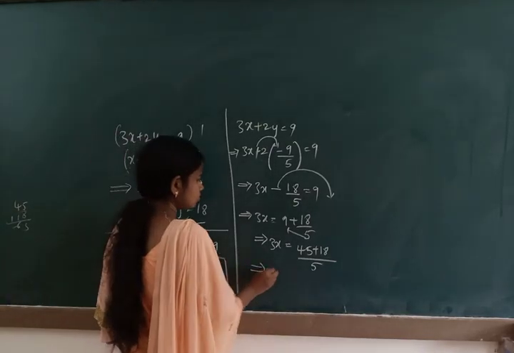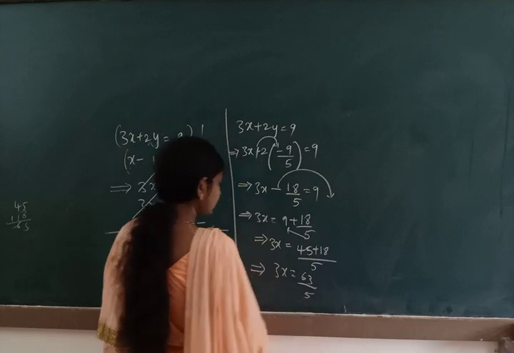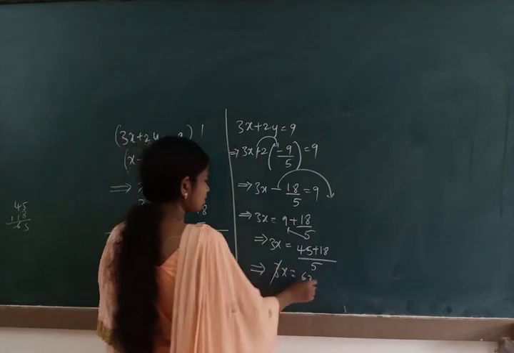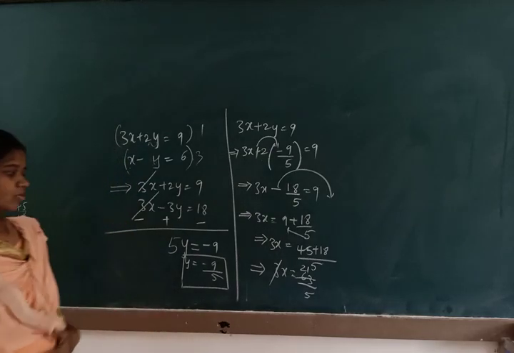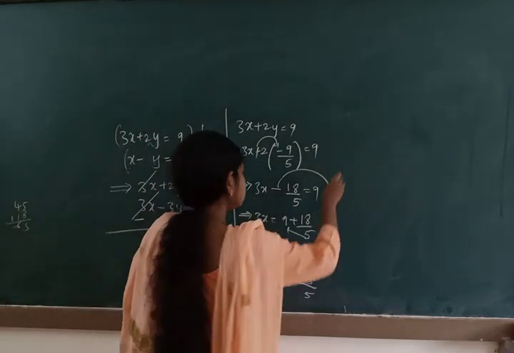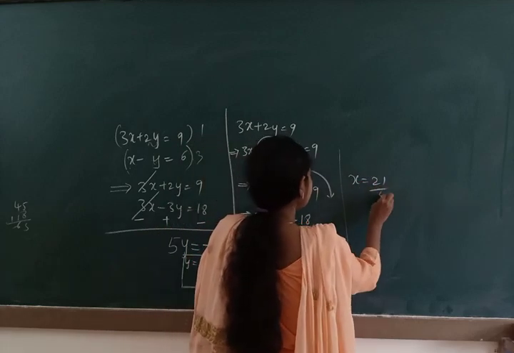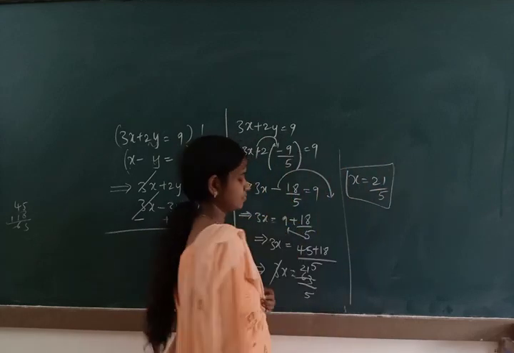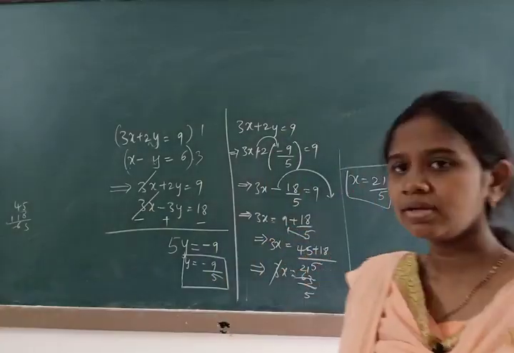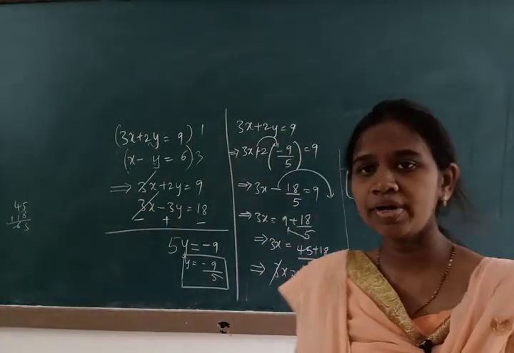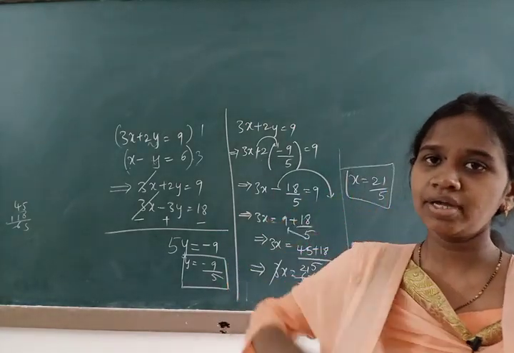3x is equal to 63 divided by 5. It cancels: 3 1s are 3, 3 21s are 63. So what is the value of x? x is equal to 21 by 5. So finally we got the x value as well as the y value. x is equal to 21 by 5 and y is equal to -9/5.